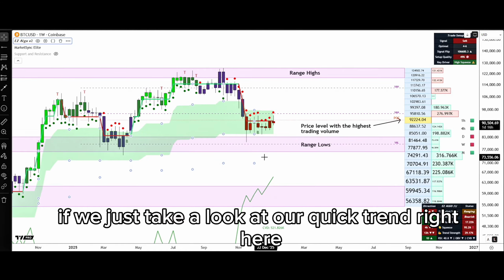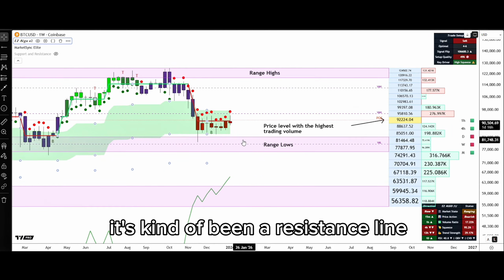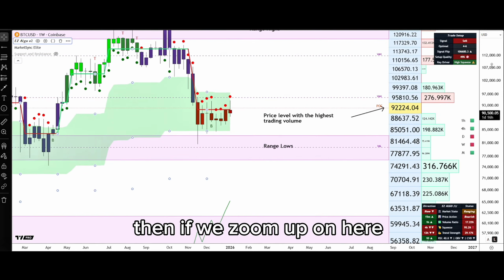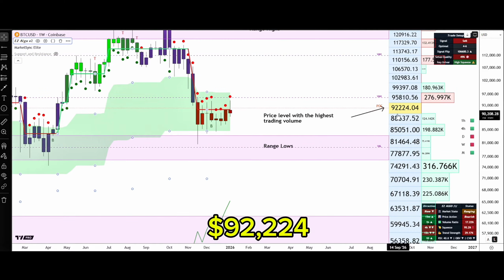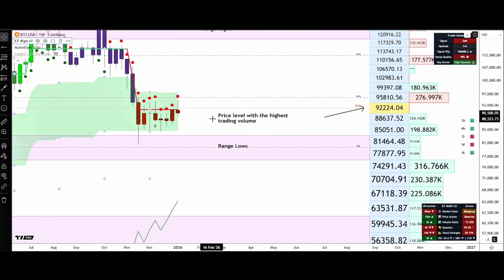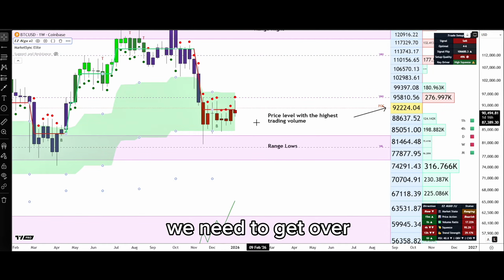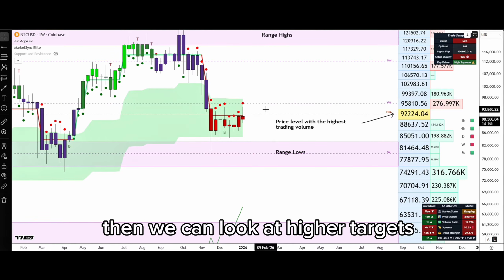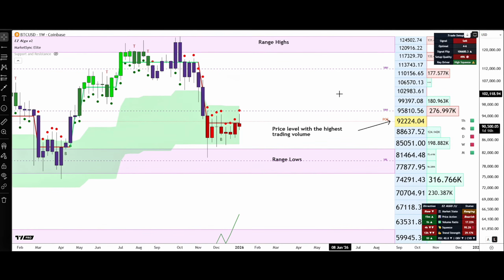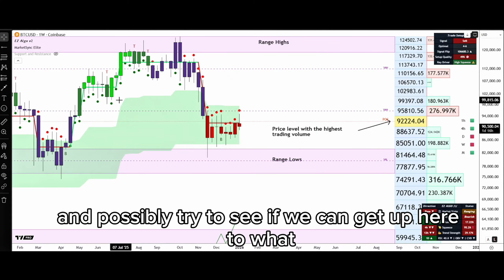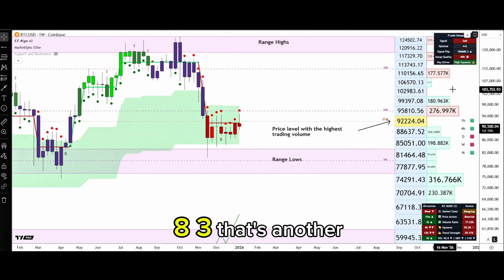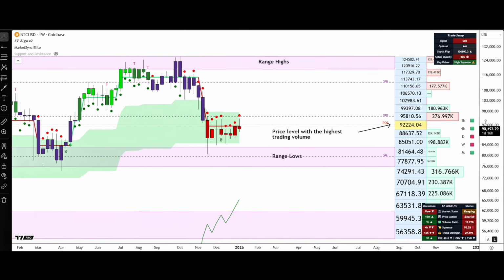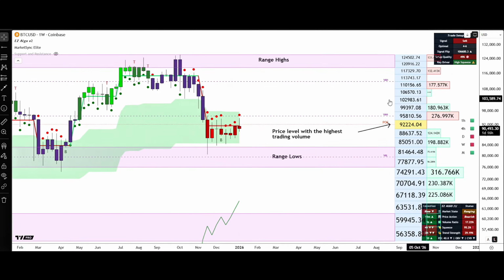And if we take a look at our quick trend right here, it's kind of been a resistance line. And if we zoom up on here, you see it's what, 92,224. That's the level, in my opinion, we need to get over. And once we have a weekly close above this level, then we can look at higher targets and possibly see if we can get up here to what, 102,983. That's another significant level on our board right here.